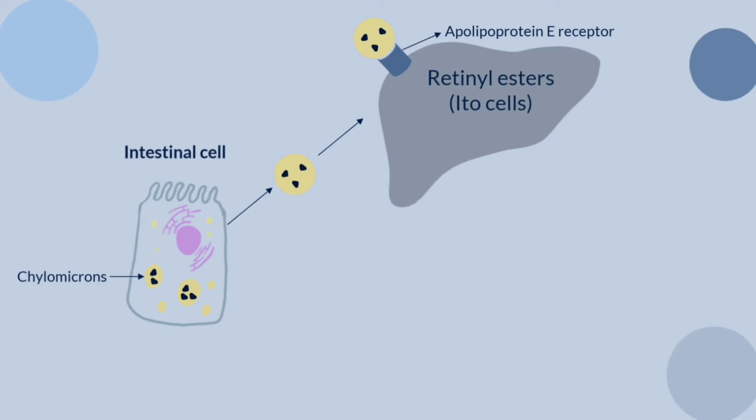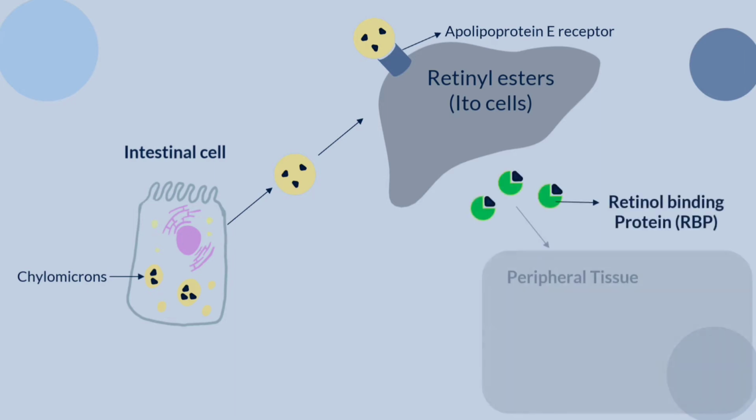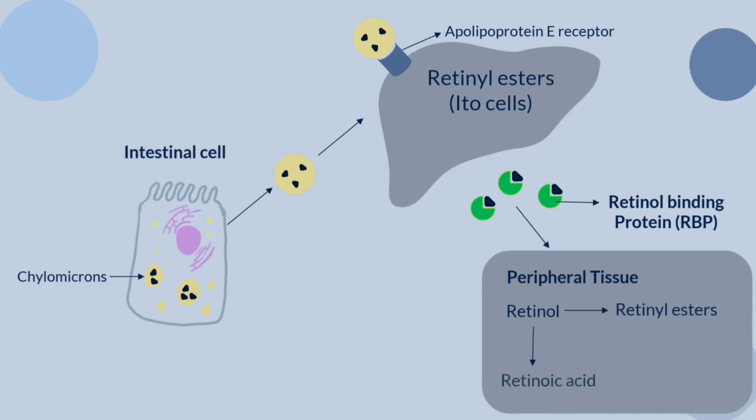Whenever there is a need for vitamin A in peripheral tissue, this stored retinyl ester will be converted into retinol and bind to a protein known as retinol binding protein. So, the retinol combined with retinol binding protein reaches the peripheral tissue. In the peripheral tissue, it has two fates. The retinol can either be converted into retinyl ester and stored in the peripheral tissue, or it can be converted into retinoic acid for epithelial functions.